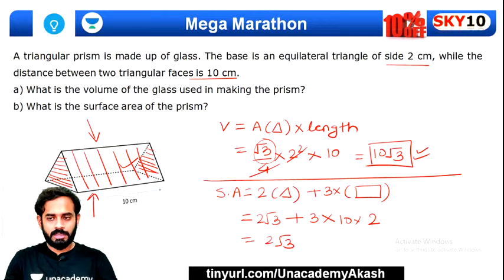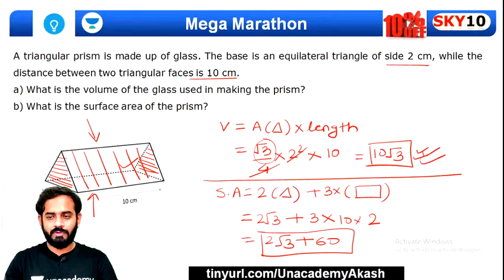2 root 3 plus 60 is the total surface area, and this is the volume. I believe you have understood this part and there is no doubt.